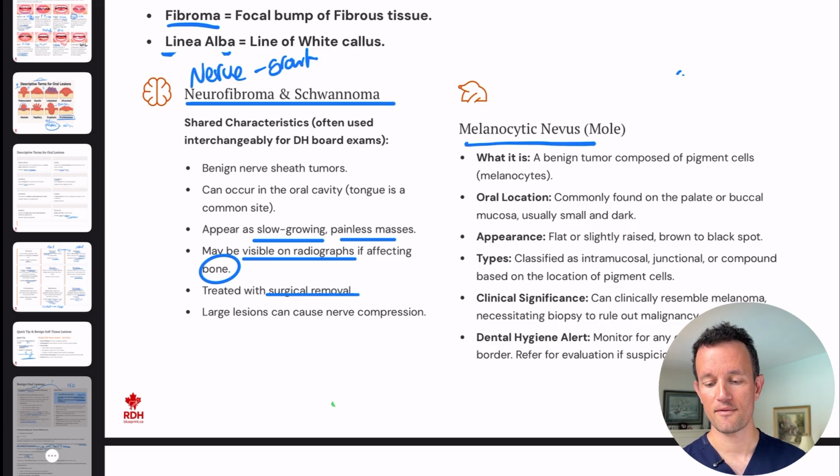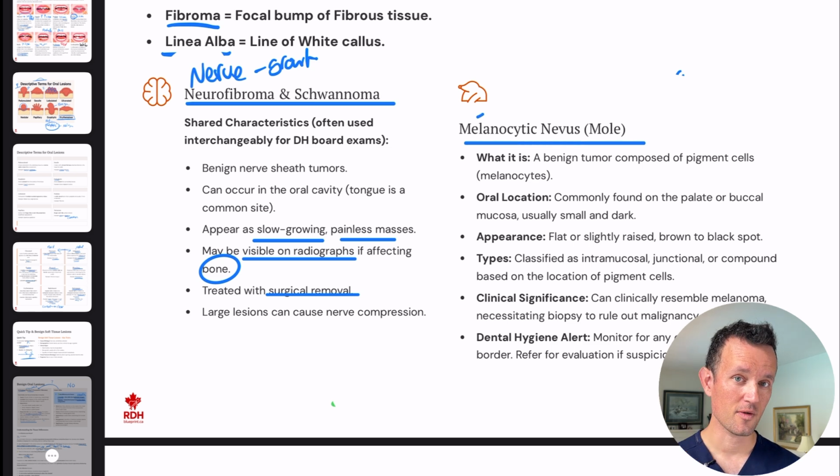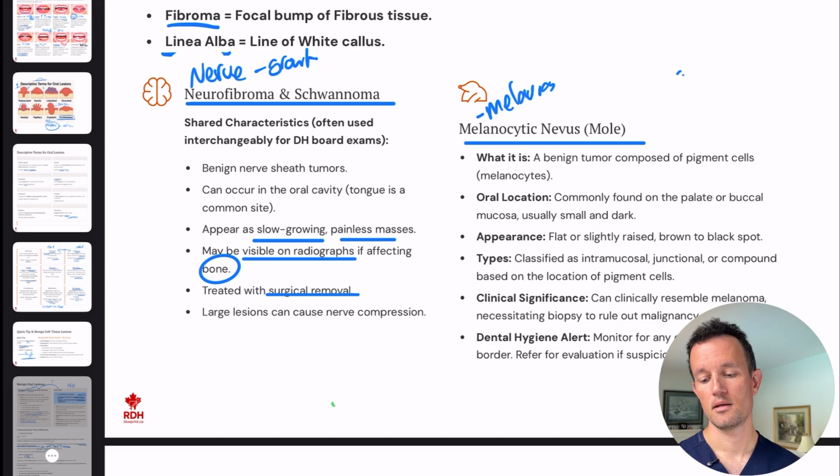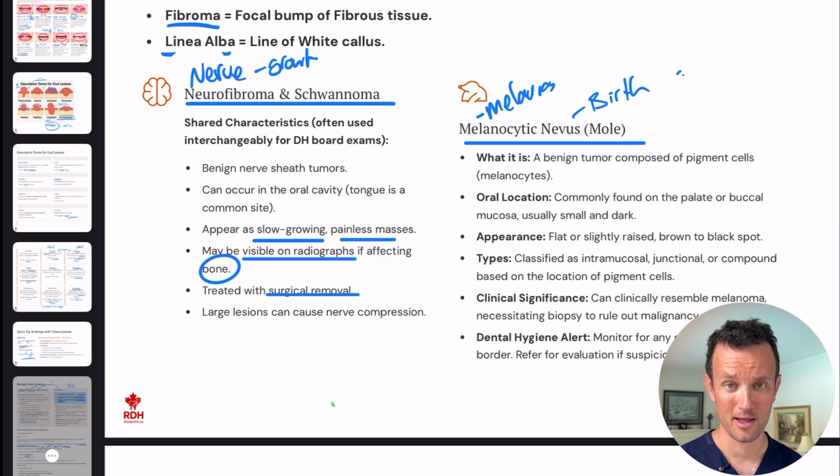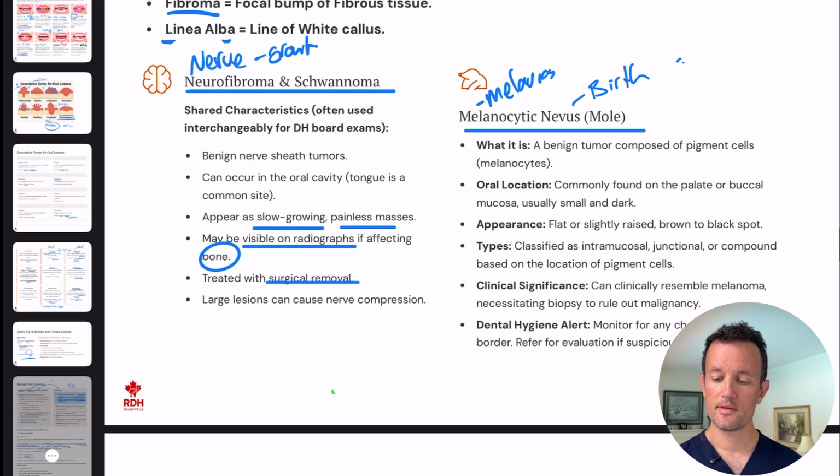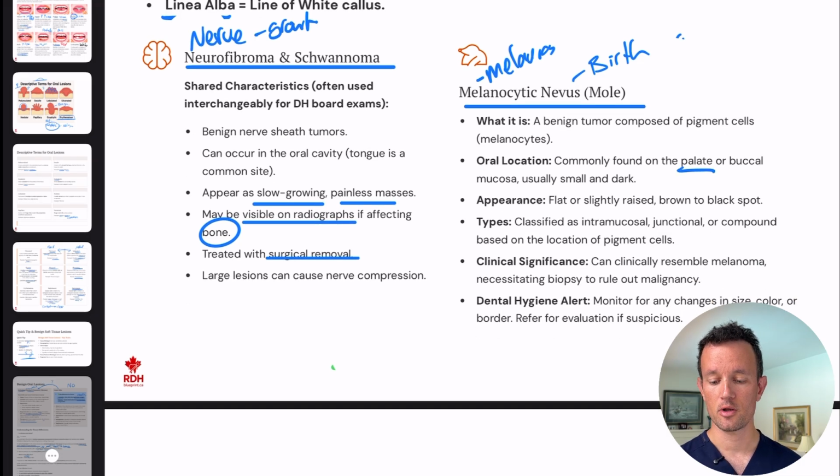What's a melanocytic nevus? Melano, that's the things that make color in our skin. Melanocyte. Nevus, birthmark. Birth. A benign tumor of pigmented cells. It's like all the little melanocytes got together and had a little hug, and they stayed together. So it looks like a little mark there. It's an oral lesion usually found on the palate or buccal mucosa, usually small and dark.